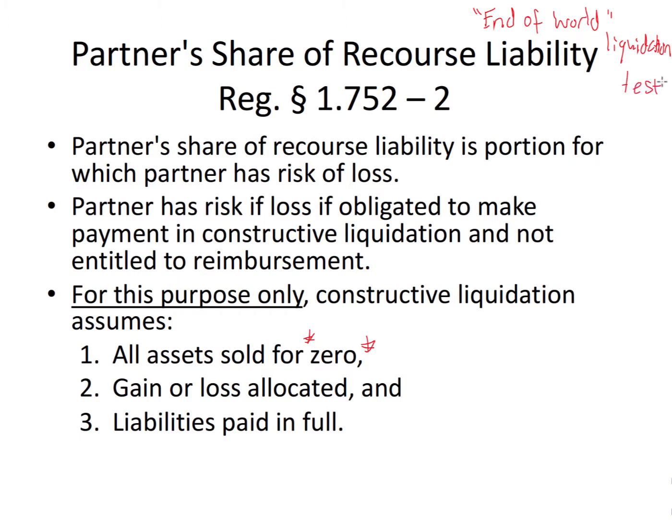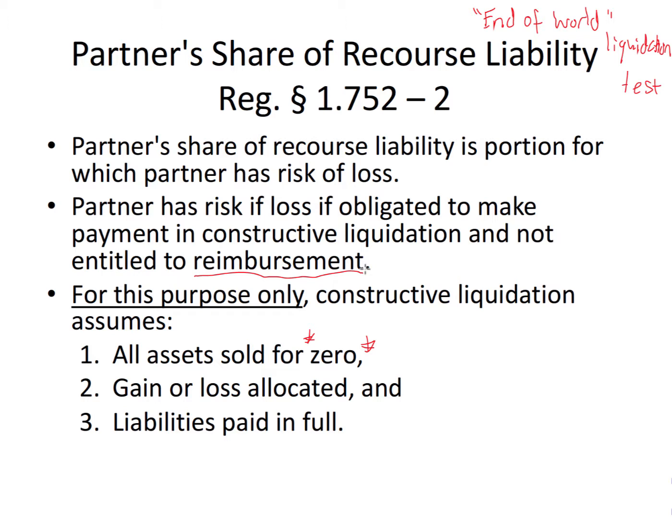All right. So the partner share of recourse liability is a portion for which a partner has the economic risk of loss. The partner has economic risk of loss if obligated to make payment in constructive liquidation and not entitled to reimbursement. So that's key. There cannot be any reimbursement allowed. That partner has to bear the risk of that item.